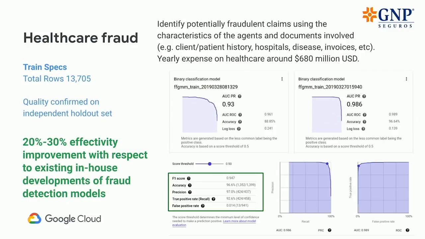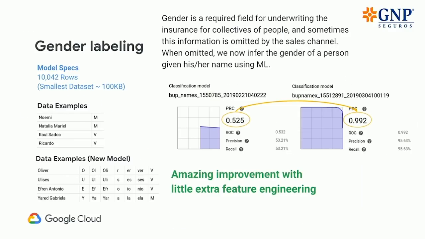So bottom line, what we were really impressed by is that just by using AutoML, we got a 20% to 30% increase in effectiveness of detecting claims. So that was really promising and very encouraging to continue using this tool.